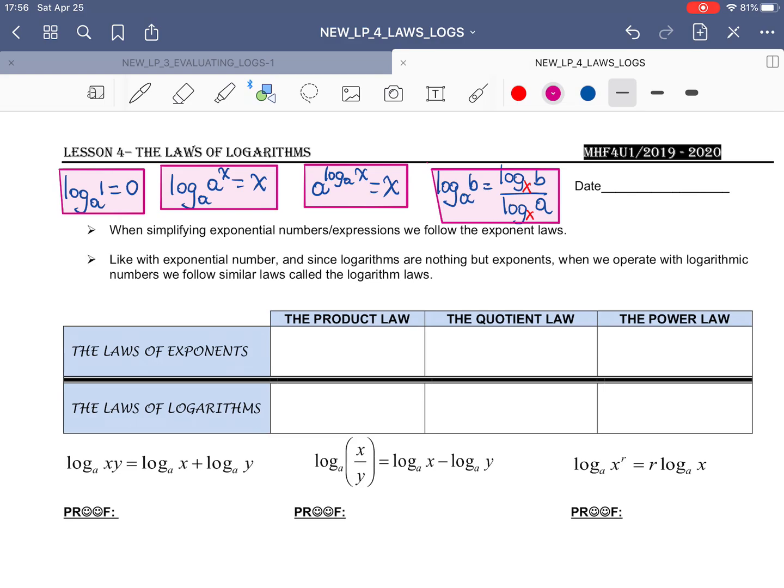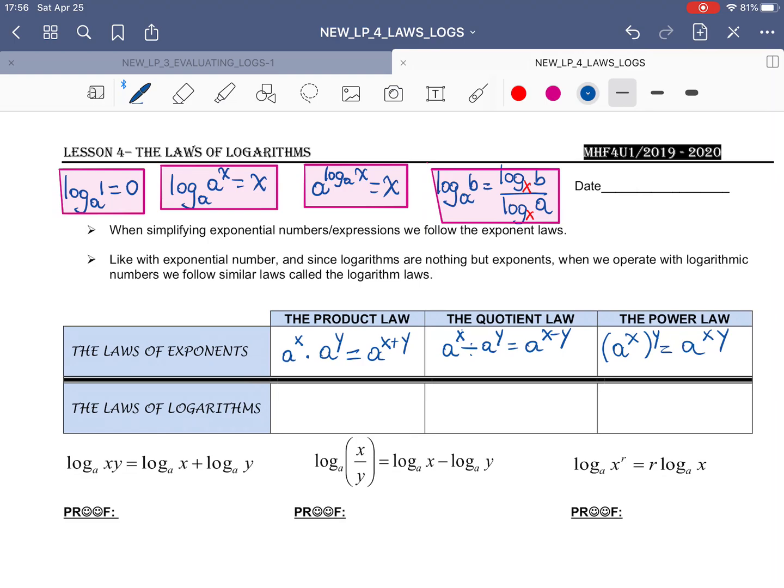So just to recall again, the laws of exponents are a to the power of x multiplied by a to the power of y, that's the product law, is a to the x plus y. The next, the quotient law: we have a to the power of x divided by a to the power of y is a to the power x minus y, so we subtract exponents. And last but not least, a to the power of x to the power of y equals a to the power of x y, so the power law.